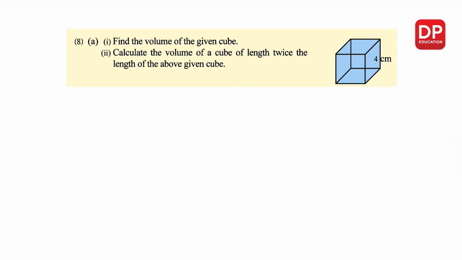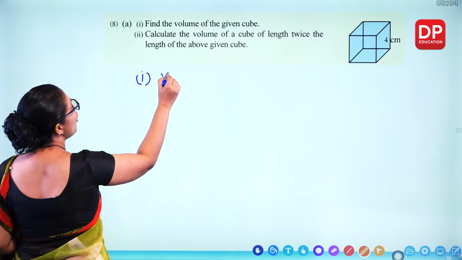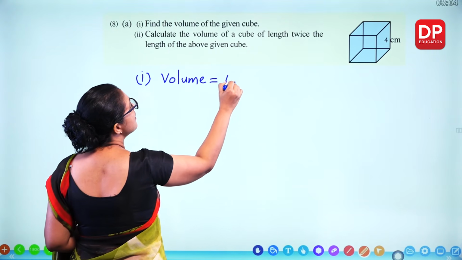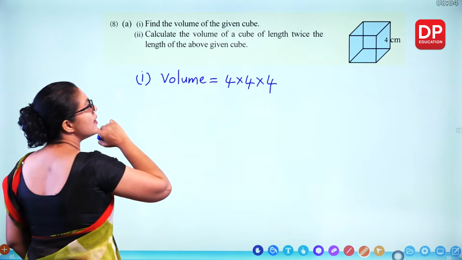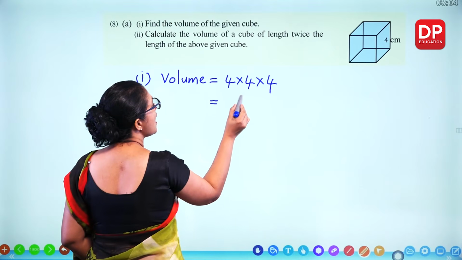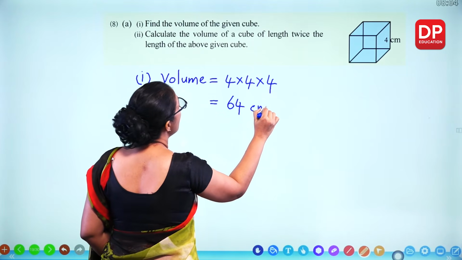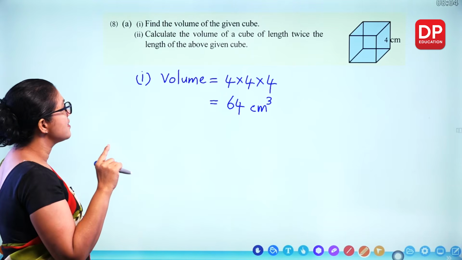Find the volume of the given cube. Side length is 4. So what's the volume? Volume is equal to length, breadth, height. All are 4s. So 4 times 4, 16. 16 times 4, 64. What's the unit? Not square, cubic centimeters, because this is a volume.